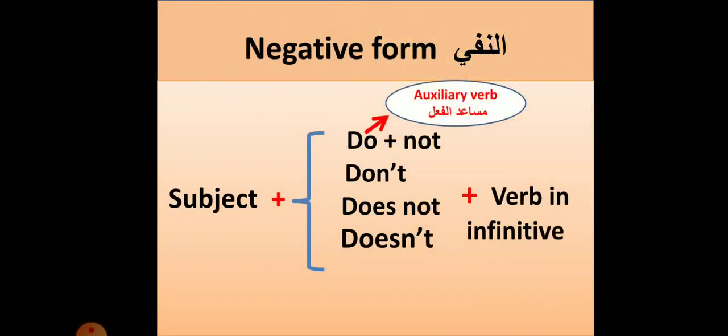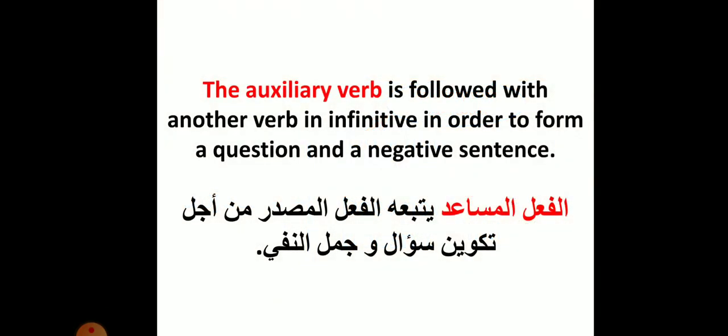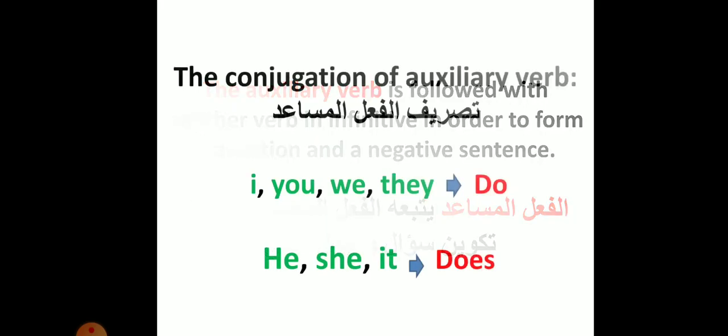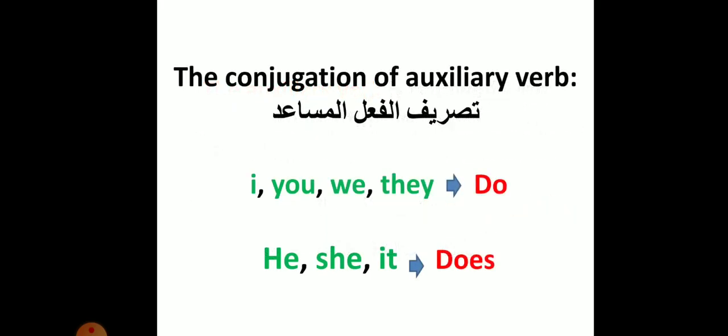The negative form is subject plus do not, don't, does not, doesn't plus verb in the infinitive. Okay? Do or does are auxiliary verbs. So let's see what an auxiliary verb is. The auxiliary verb is followed by another verb in the infinitive in order to form a question and a negative sentence.